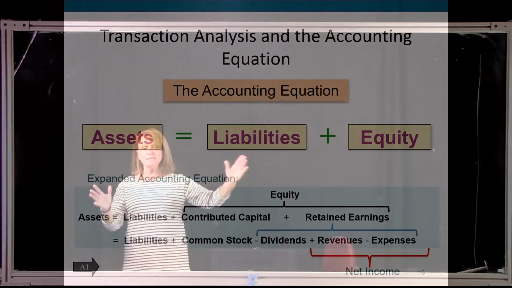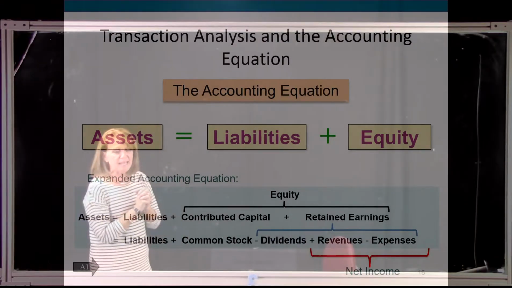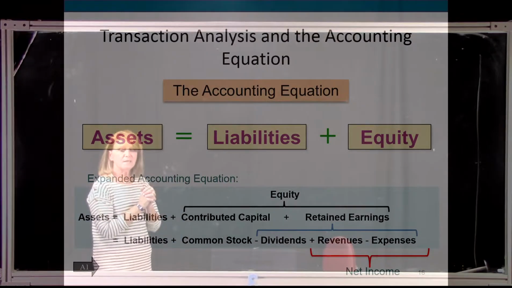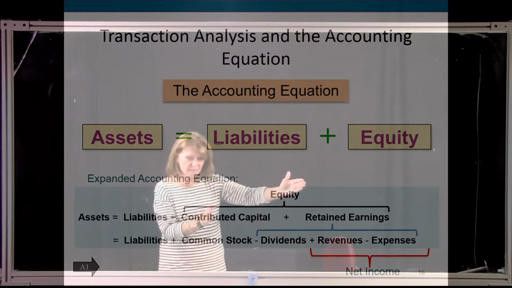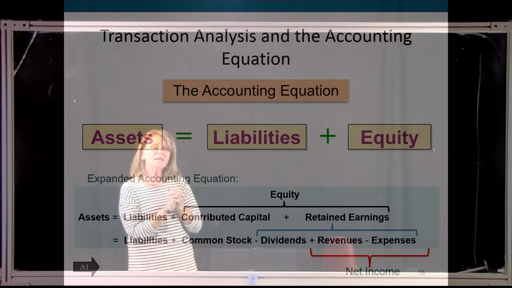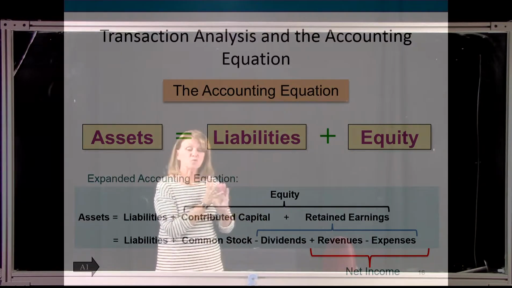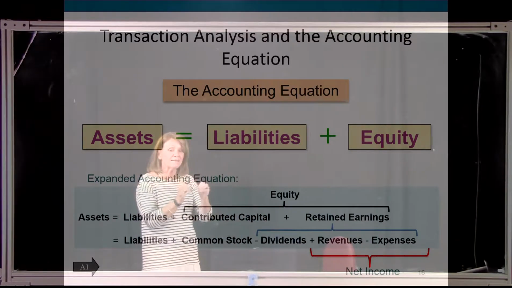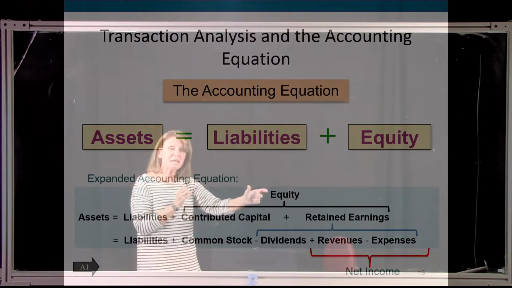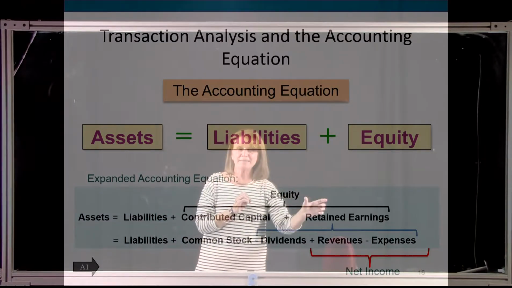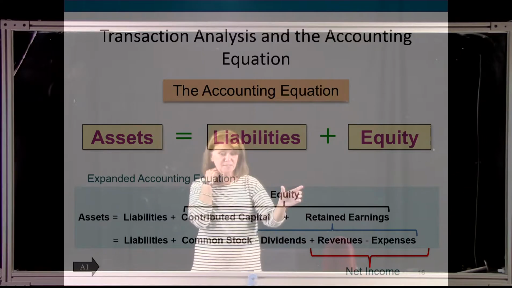All right, so let's expand this a little bit. Let's say assets equal liabilities plus equity. And equity could be contributed capital plus retained earnings. Contributed capital is that money the owner paid in plus retained earnings, which is the revenue minus expenses minus dividends.